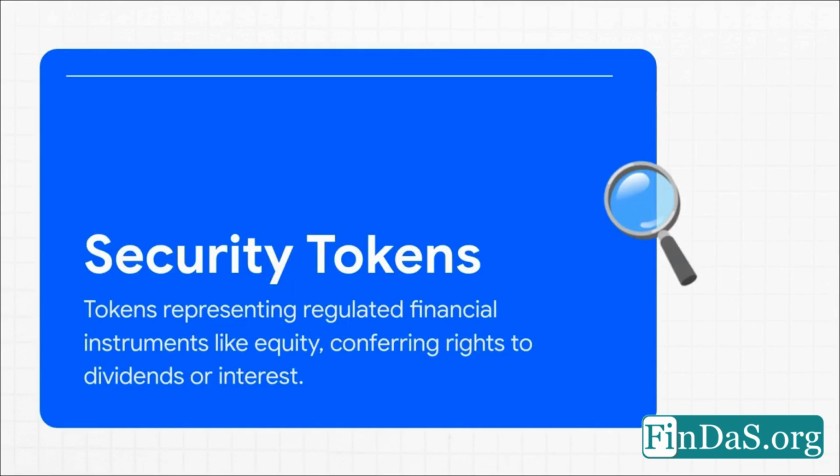Now, in complete contrast to utility tokens, we have security tokens. These fall squarely into our productive asset category, and there is zero ambiguity here. These are basically digital wrappers for traditional regulated financial instruments. They give their holders legally enforceable rights like a share of a company's profits, interest payments from a loan, or direct ownership in a real-world asset. And because they're securities, they're subject to all the strict financial regulations that come with that.